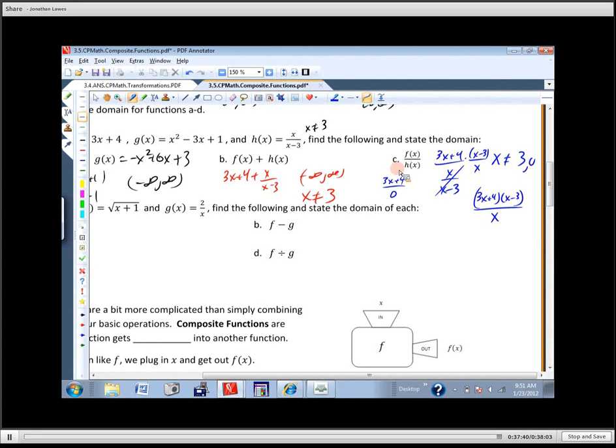So you've got to be aware of all the domain issues that come up as we put these functions together. Okay? Let that cook in your brain for a little bit.